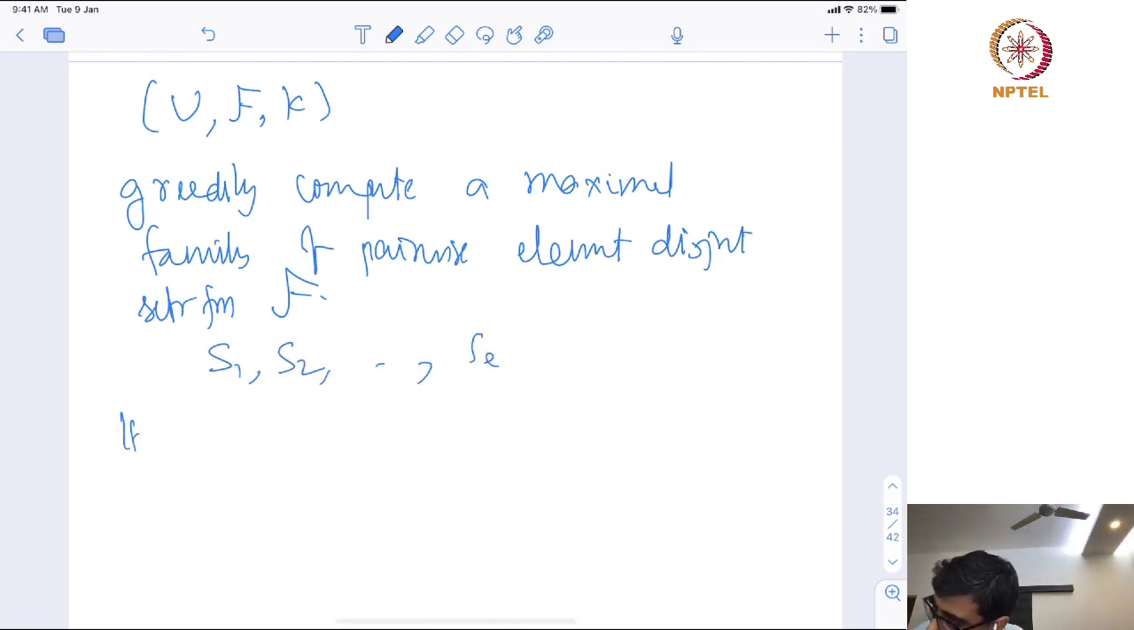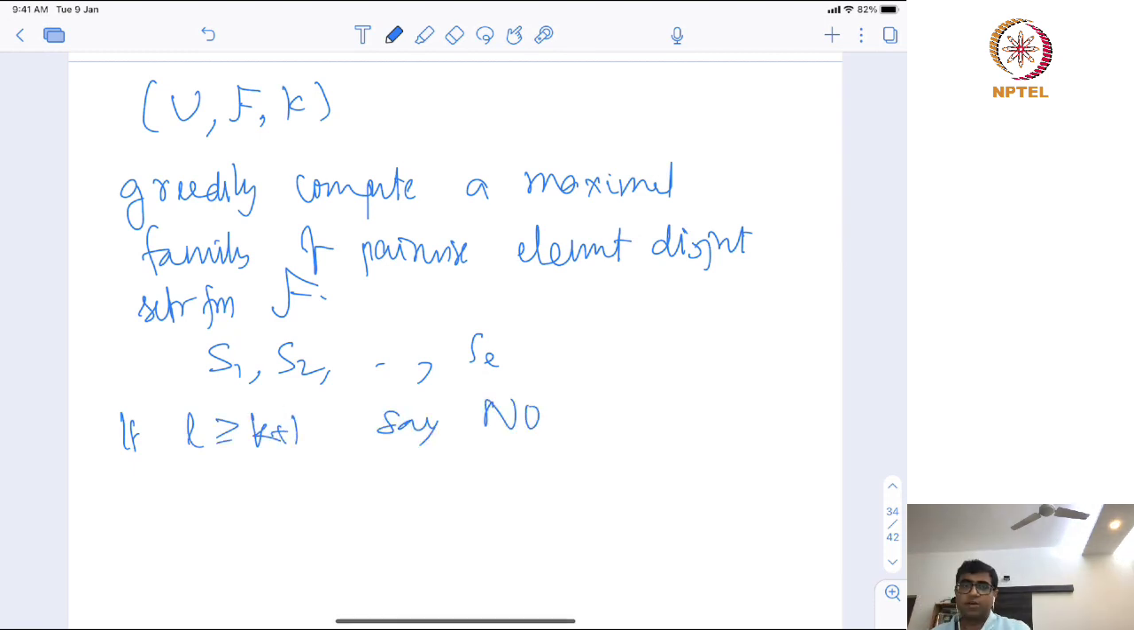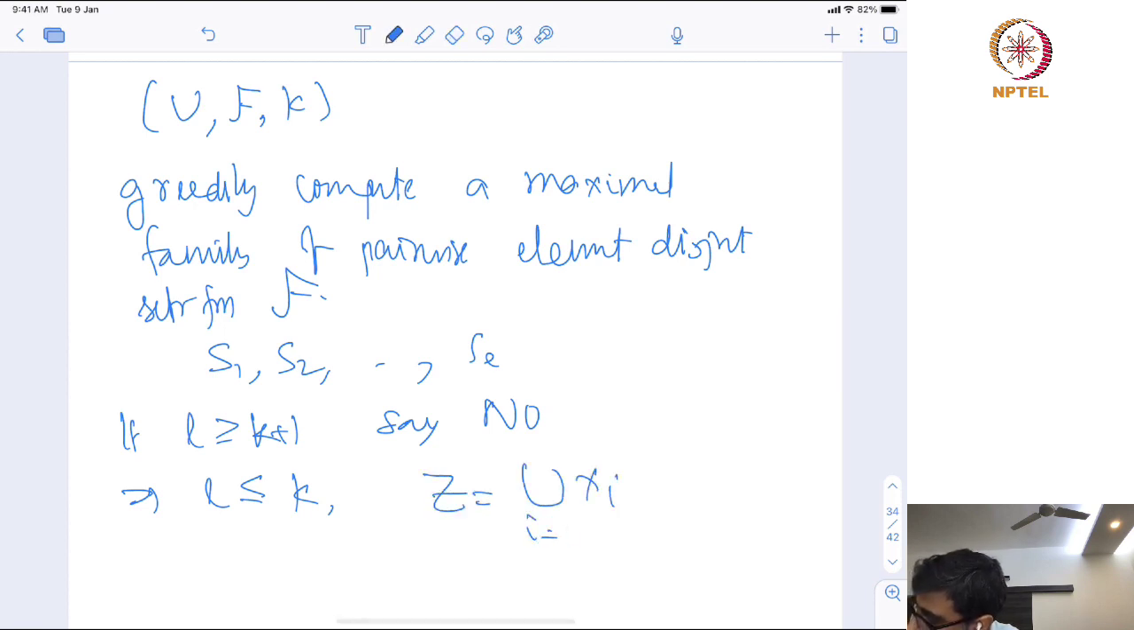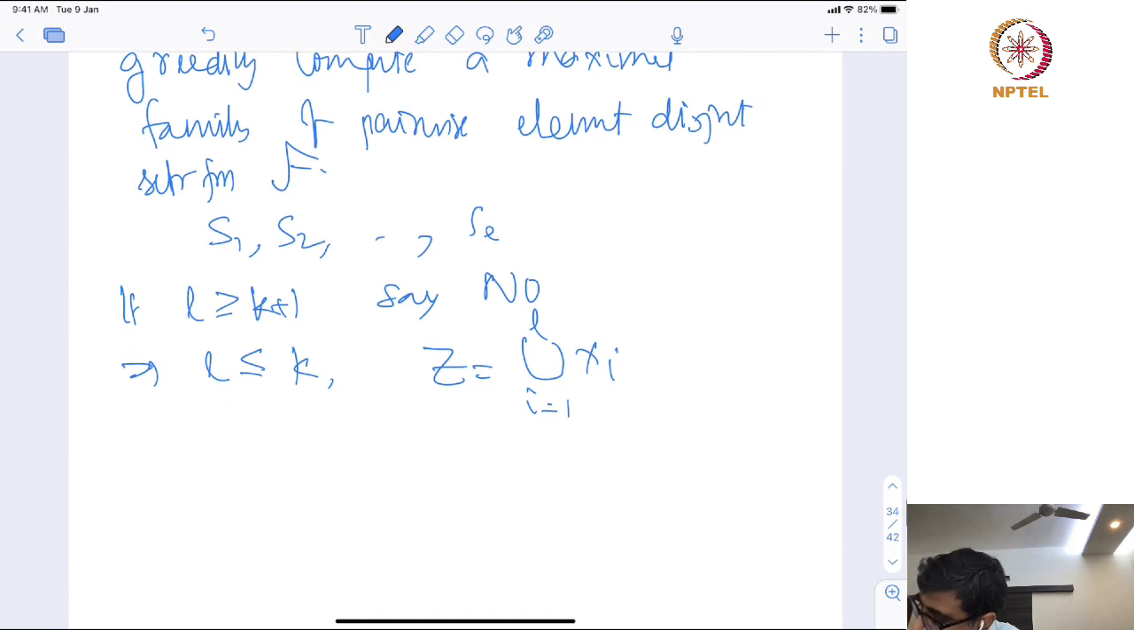First of all, if L is greater than or equal to k+1, say no, right, because now I have k+1 element disjoint sets and you want to hit all the sets with just k elements, then for these k+1 sets itself you need k+1 elements. So, we can assume that L is at most k. So, now if I take, let us not call it X, let us call it Z, which is the union of Si, i going from 1 to L, then the size of Z is at most 3 times k.